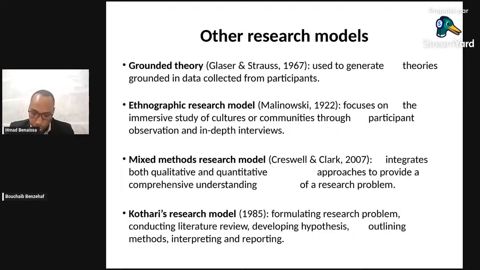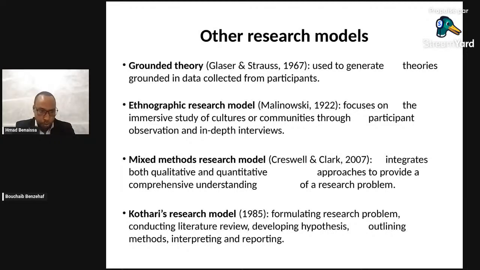Next, we have the ethnographic research model associated with Malinowski, 1922. This focuses on the immersive study of cultures or communities through participants' observation and in-depth interviews. Ethnography involves the researchers immersing themselves in the culture which they aim to study. Then we have the mixed methods research model associated with Creswell and Clark, 2007, which integrates both qualitative and quantitative approaches to provide a comprehensive understanding of a research problem.